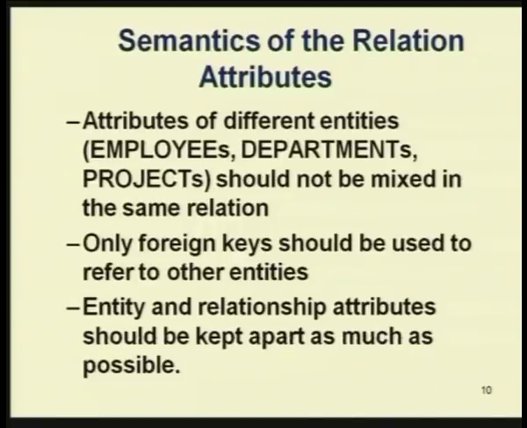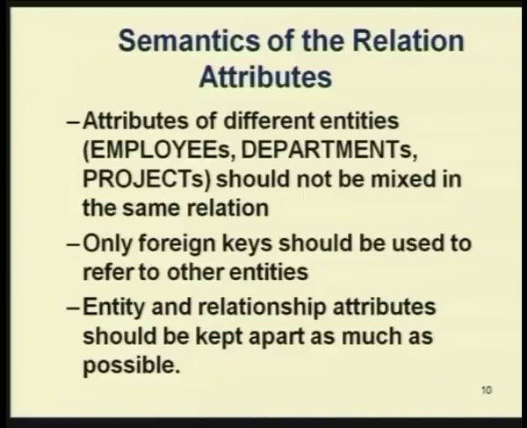Attributes of different entities, for example employees, departments and projects, should not be mixed in the same relation. Let us take the example of a database that deals with employees, departments and projects. You can have the employee, his social security number, his name, his address, and the department he is working in. But how many people are working in that department, and when the department was started, should not come in this schema. Similarly, if you have the employee, his social security number, his name and so on, and the project he worked on, that can come here. But you should not have the nature of jobs in the project and who is the manager of the project, and such things in the employee database.